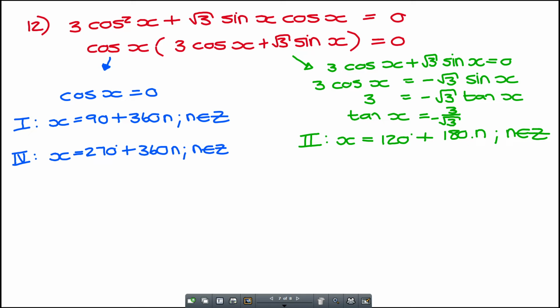Is it 180 times n because this is 180? Yeah, because the period of a tan graph is 180. So whenever we have tan, that must be 180. When it's sine or cos, that will be 360. Okay, dis 'n reël, jy kan hom altyd onthou. Okay, that will never change. Right, can I skip to 15?